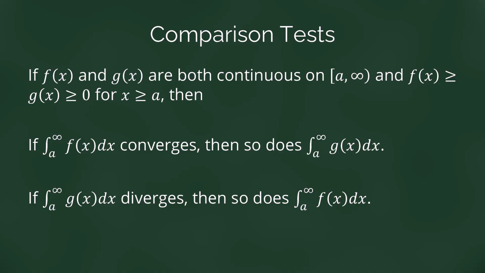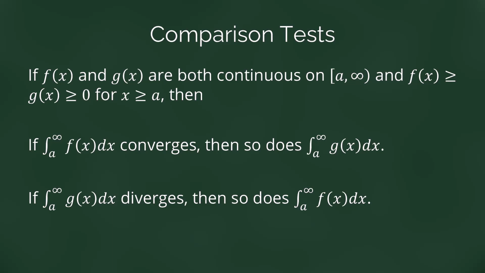So if we have a known integral that either converges or diverges, we can then choose to compare an unknown one to it. If we have two functions, f and g, and they're both continuous on the interval from a to infinity, and we know that f of x is bigger than or equal to g of x, which is bigger than or equal to 0. So we're only looking at positive functions here. And f is bigger than g for all x greater than or equal to a. If you were to look at the graphs of the two of them, f of x would be above g of x from a on towards infinity.